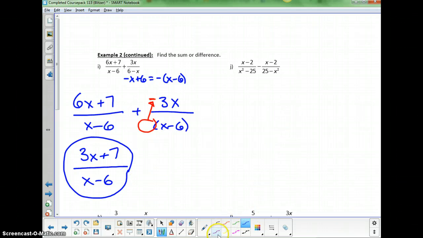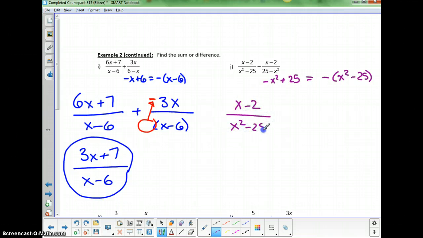Alright? We're going to do something very similar in this next one. This is written in the wrong order. It needs to have the negative x squared plus 25. The x squared should be first, and then I can factor out that negative to get x squared minus 25. Okay, so to write that whole thing down, that's x minus 2 over x squared minus 25 minus x minus 2 over negative x plus 25.